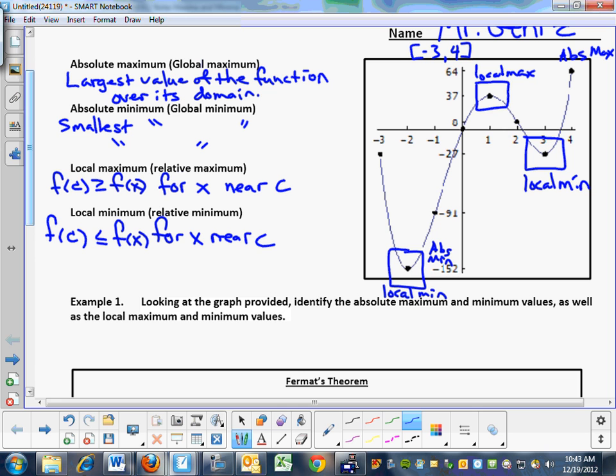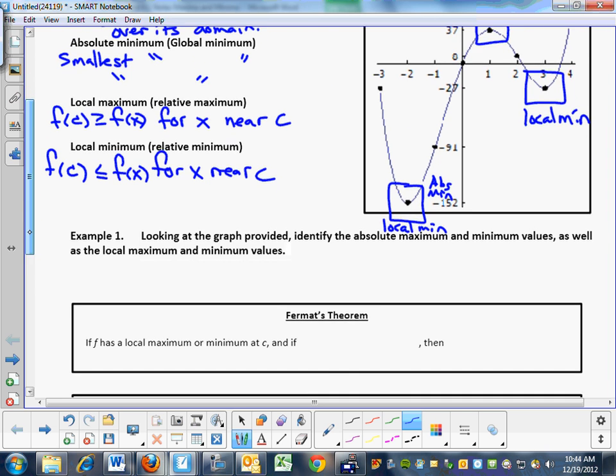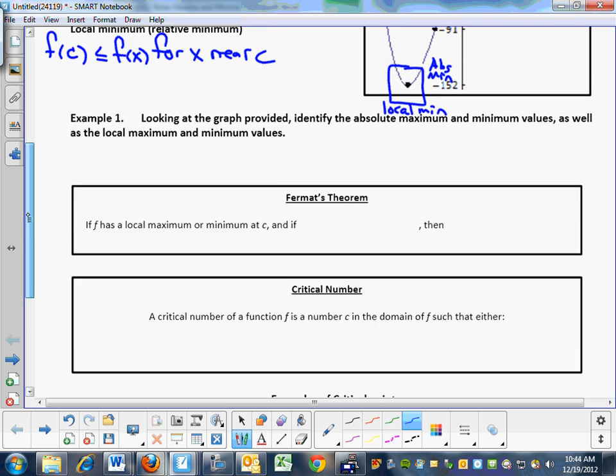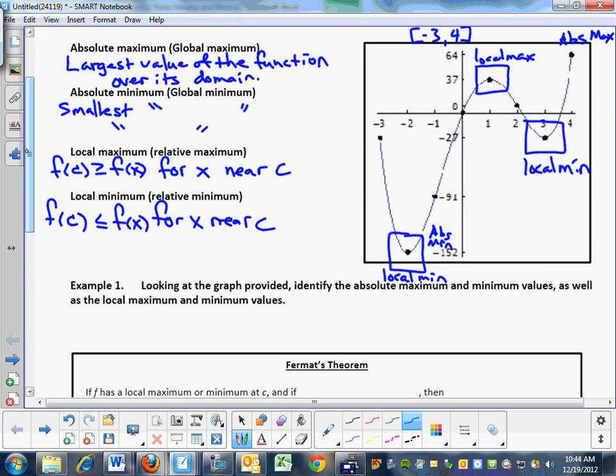That's how we will define it, yes. So, Fermat's theorem, which relates to exactly what you guys are talking about because you're asking that question. If f has a local maximum or minimum at C, and if, let's see if we can just identify it first. As you guys look at these spots where you have local max or local mins, you notice anything interesting? Think calculus. Think derivative.